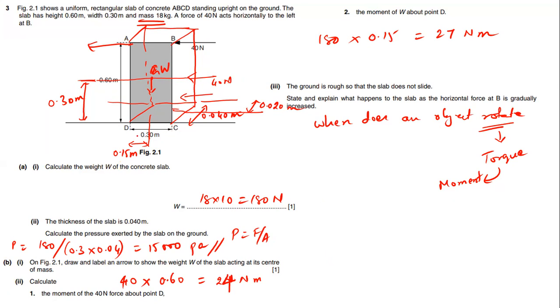So now if I apply a force somewhere over here, the distance between this point and the ground is not 0. It is around 0.15 meters. Will it rotate? If I apply the same 40 newtons, or maybe 400 newtons, will it topple or not? No. Why? Wait.